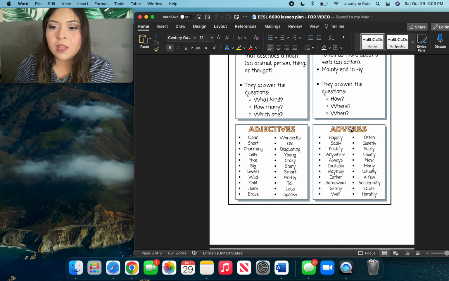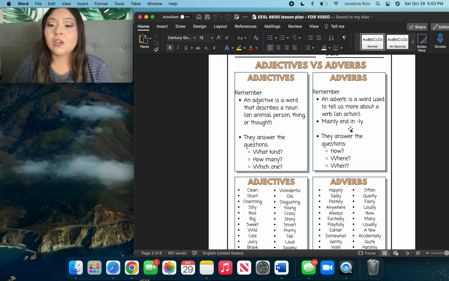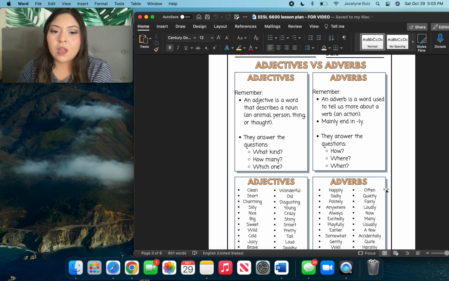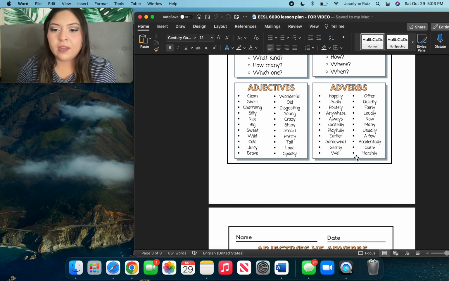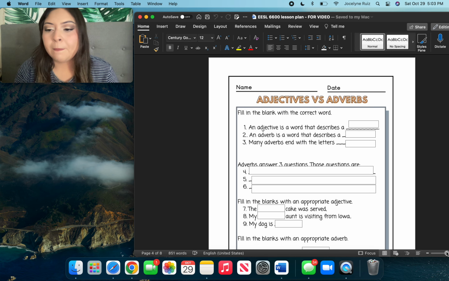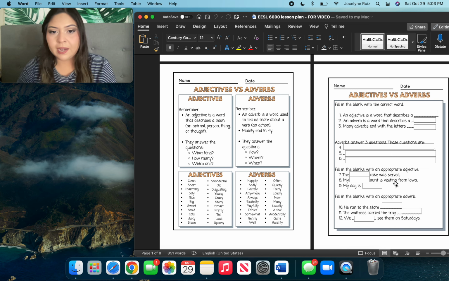Okay, so before we move on, just remember an adjective describes nouns and adverbs describe actions. Oh, sorry, verbs, which are actions. So now we're going to go ahead and move on to our worksheet, and you should all have this as well. We're going to do this together, but we're also going to be using our notes, so make sure you have those side by side.